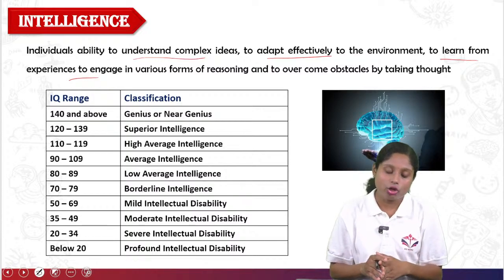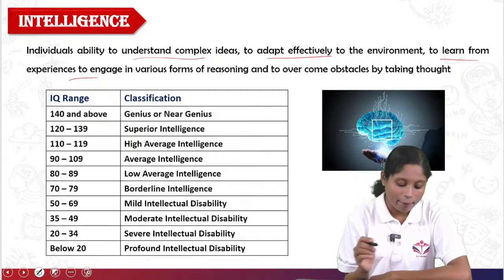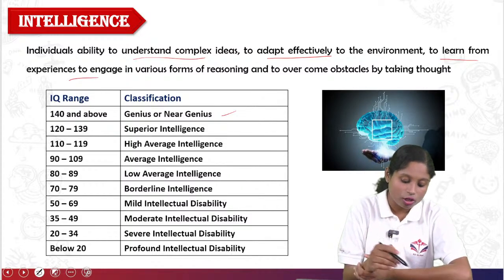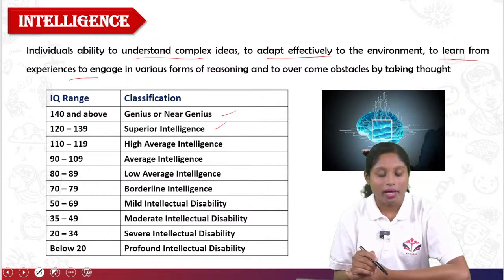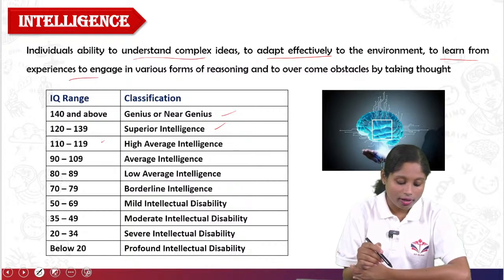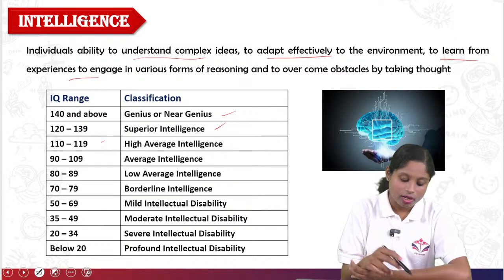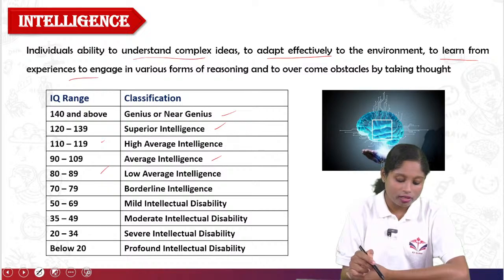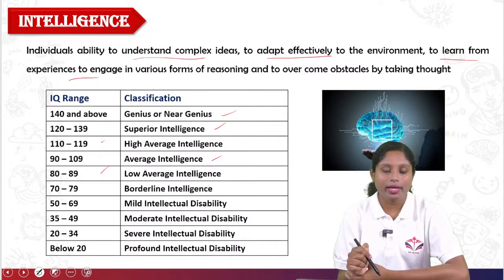Let's see the IQ ranges. So 150 or above means that person is a genius or near genius. 120 to 139, super intelligent. 110 to 119, higher average intelligence. 90 to 109, average intelligence. 80 to 89, low average intelligence. 70 to 79, borderline intelligence.